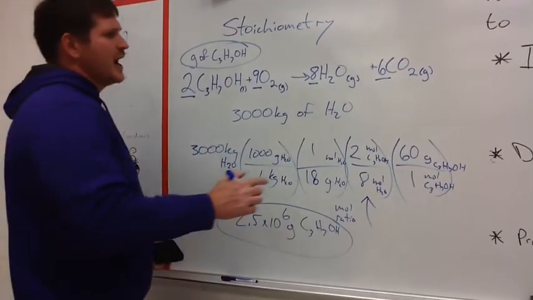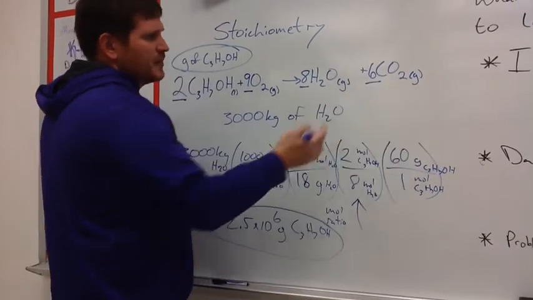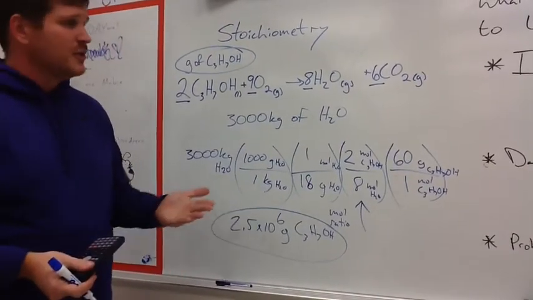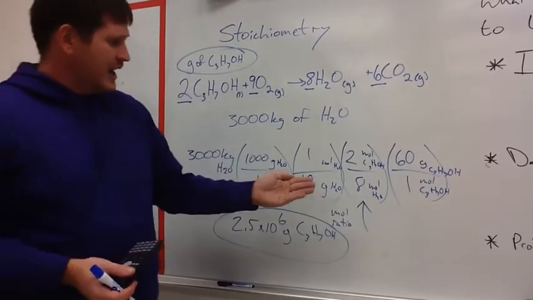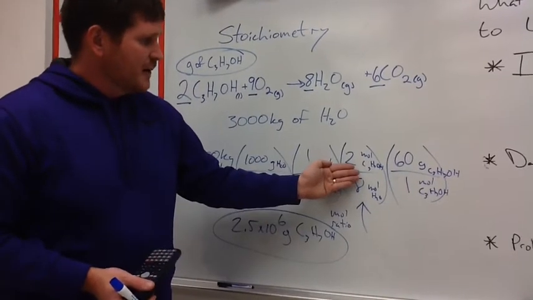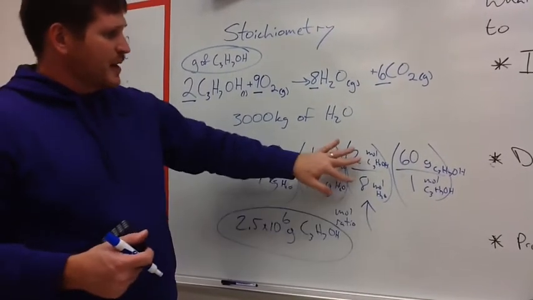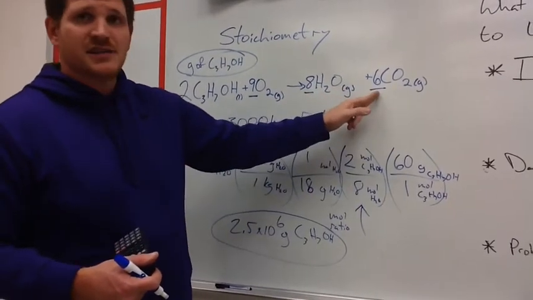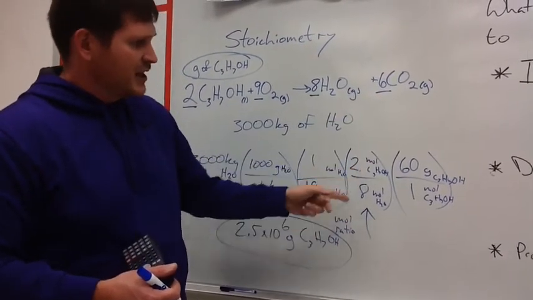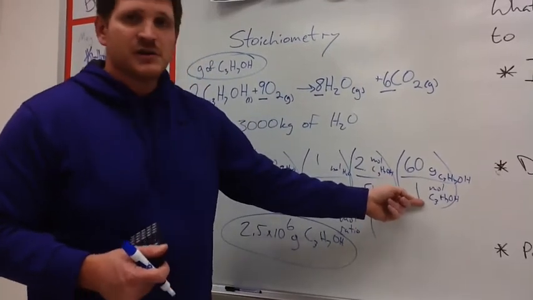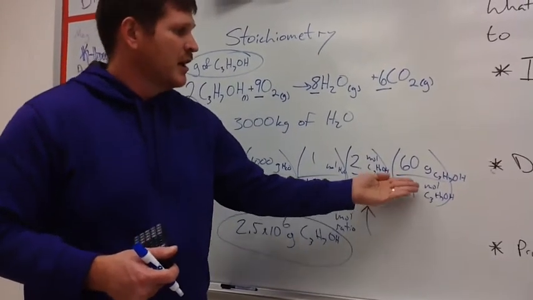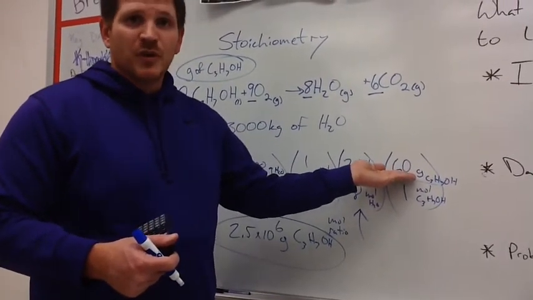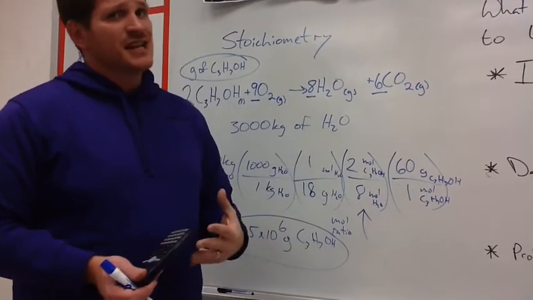If I wanted to figure out how many liters of carbon dioxide, I could do that too, because this is a gas. I could do the same step, get to right here, but then instead of my ratio being 8 to 2, my ratio is now 8 to 6. I can plug that in there. Then I'm going to get to moles. I know what a mole is. Now I can plug in 22.4 liters. There's lots of things we can do with this.